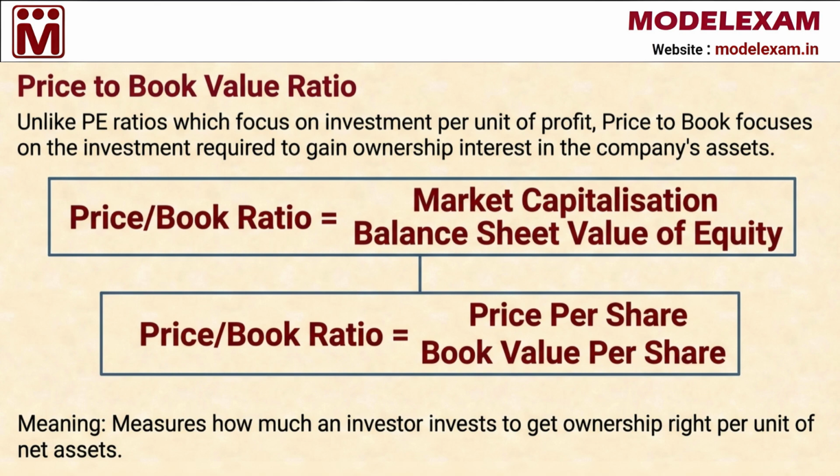Now, let's look at the price to book value ratio. Unlike the PE ratio, which focuses on how much you invest to get a unit of profit, the price to book ratio focuses on how much you need to invest to own a piece of the company's assets. The formula is simple. It is market capitalization divided by the balance sheet value of equity. You can also calculate it as price per share divided by book value per share. Essentially, it measures the cost to get ownership rights for every unit of net assets.